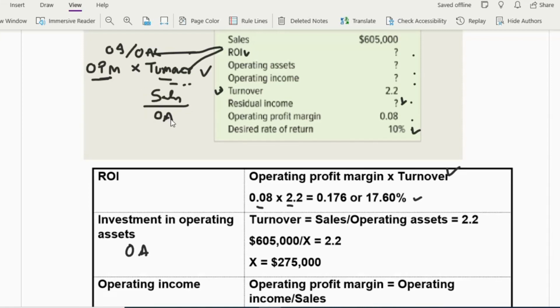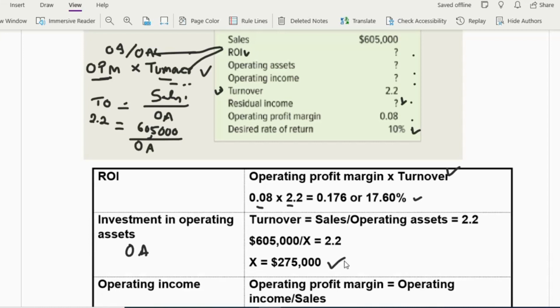We know turnover, that is 2.2. We know sales, that is 605,000. The operating assets we can calculate, right? So take the operating assets to the other side of the equation and divide 605,000 by 2.2. You get your operating assets as 275,000.